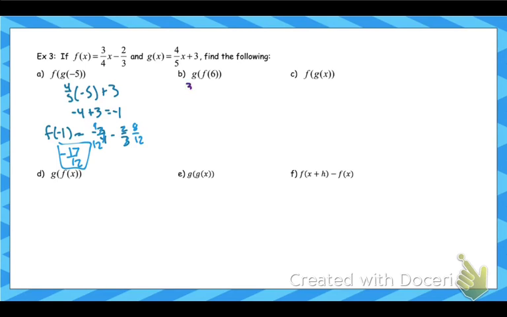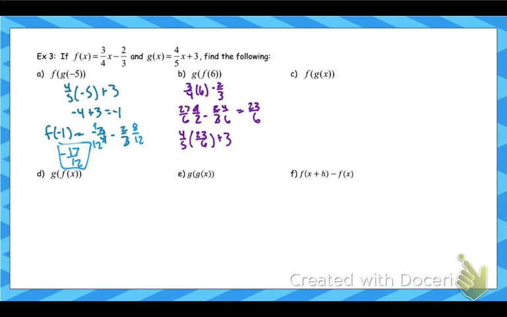So we'll plug in 6 to the f of x function. So that's going to be 18 over 4, which I can simplify to 9 over 2. Get a common denominator. So multiply this one by 3. Multiply this one by 2. Subtract them, and I get 23 over 6. So now I'm evaluating g of 23 over 6. So we're going to take that, we're going to plug it into the g of x function. So 4/5 times 23 over 6 plus 3.